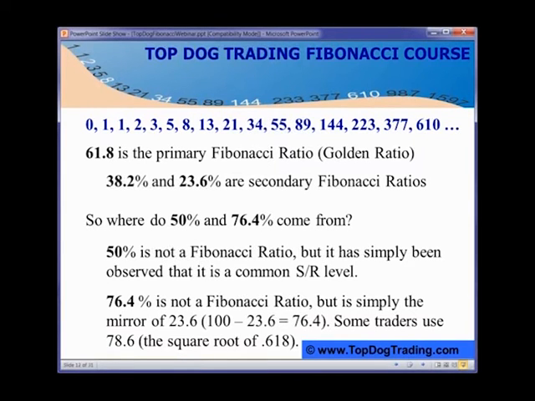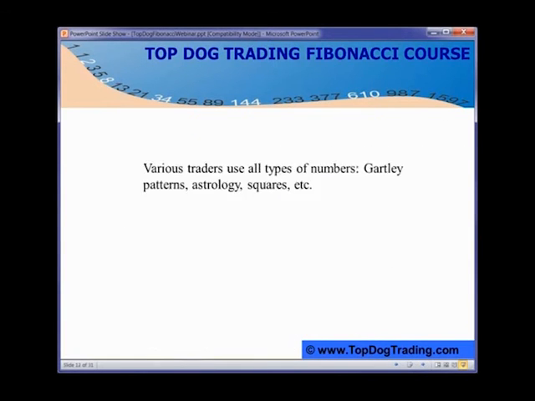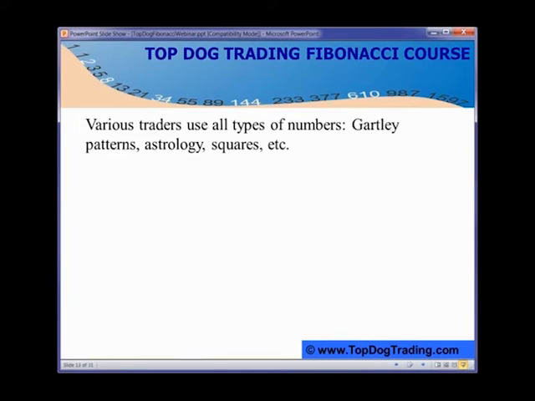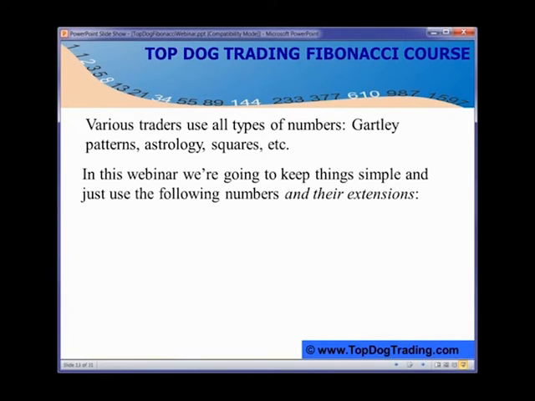Okay, and as I said, it's the inverse of, or the corollary of 23.6. So it's geometrically accurate. There's a lot of other market geometry. I put this under a big category of market geometry. We've got Gartley patterns, astrology, squares, Gann, etc. We're not going to talk about all of that. We're just talking about Fibonacci numbers today, just to keep things simple.